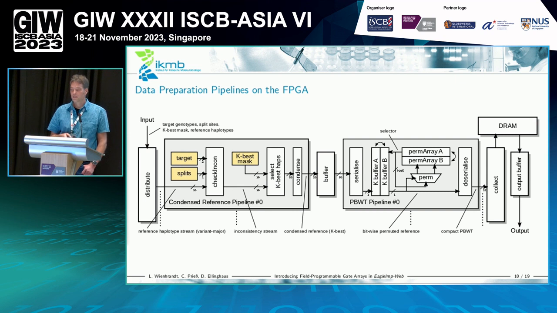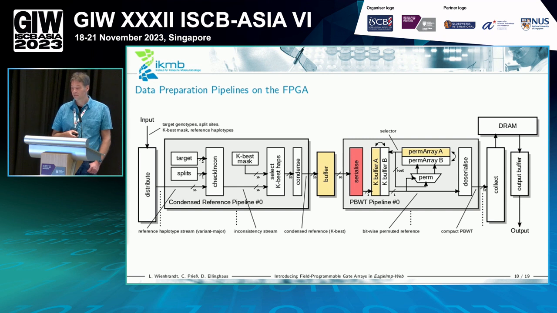starts here. First the host has to give this pipeline some information so that the target genotypes are stored in a buffer. There's a mask which marks the split sites and the k-best haplotypes. Well, and then we go through that. The host distributes the reference sequences. Then the segments are checked for inconsistency. And the k-best haplotypes are selected and put into a buffer.